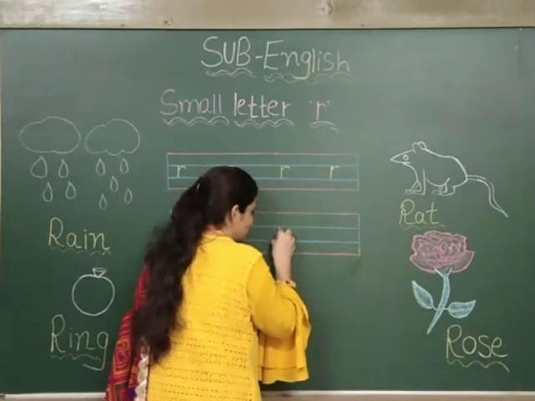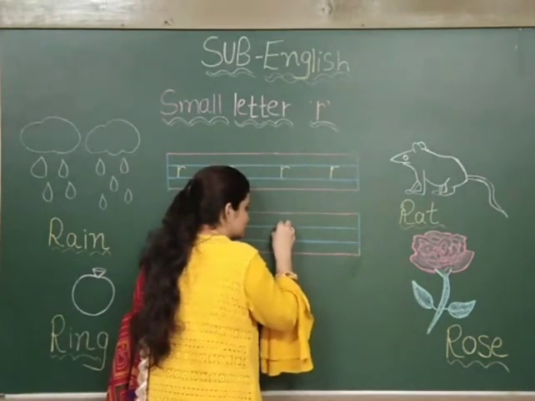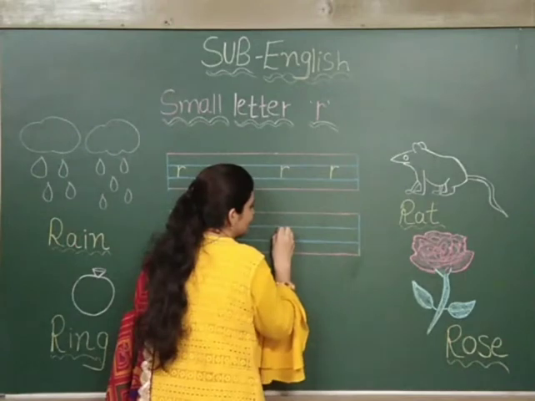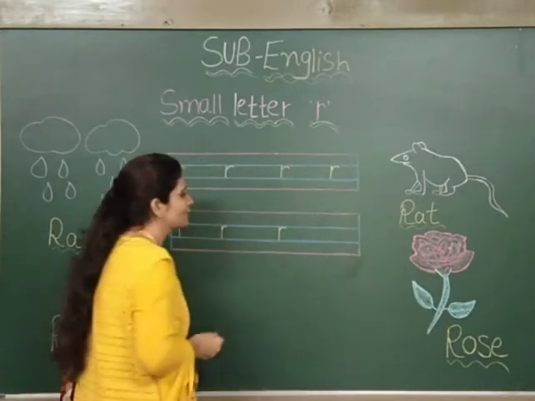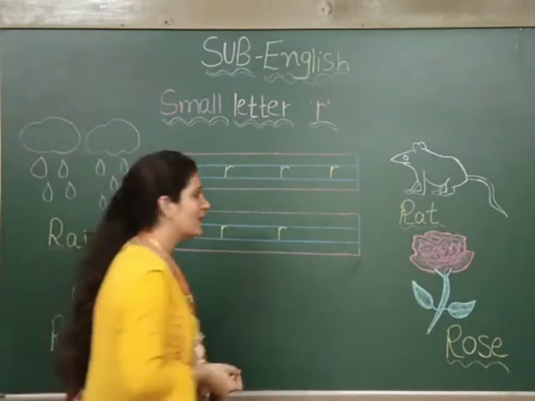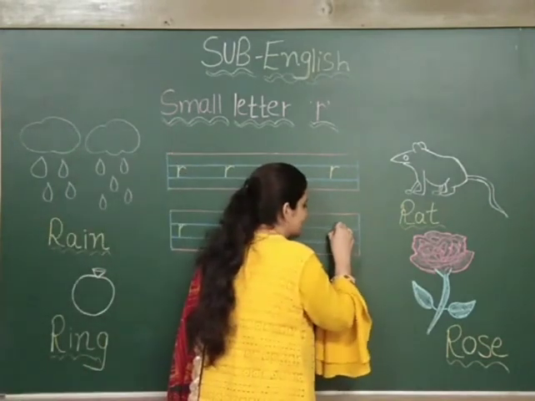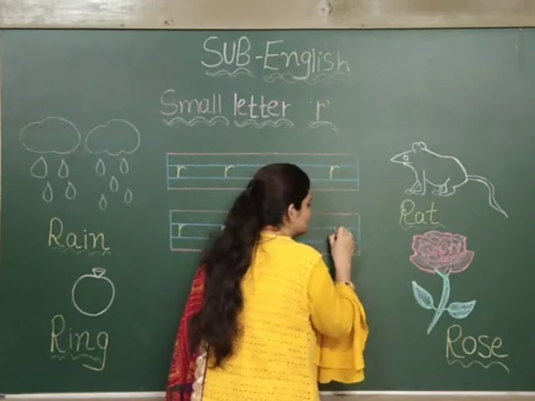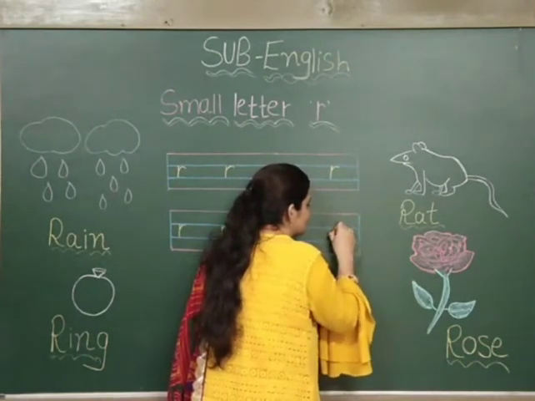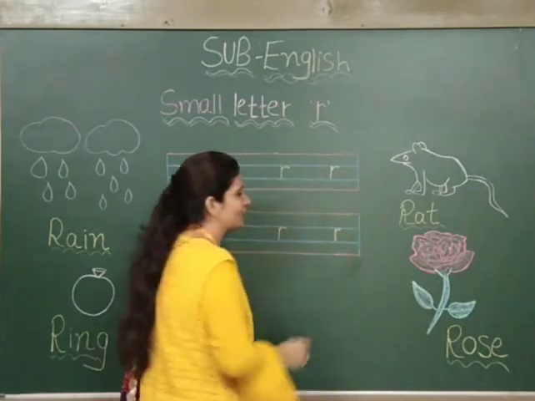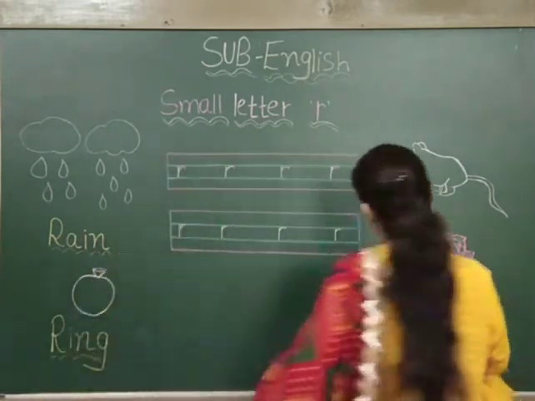First we have to make one standing line, a small standing line, and then a small curve like this. It is simple to write small letter R. First you have to make one standing line and then you have to make one small curve like this. This is called small letter R.